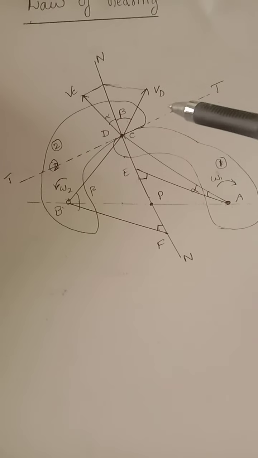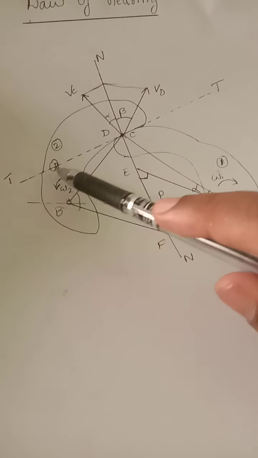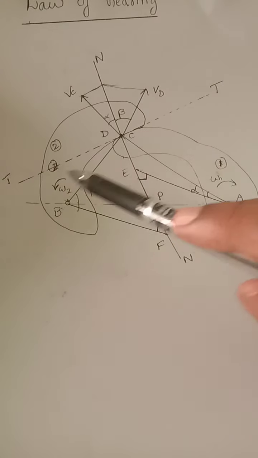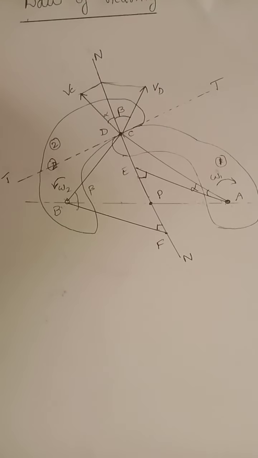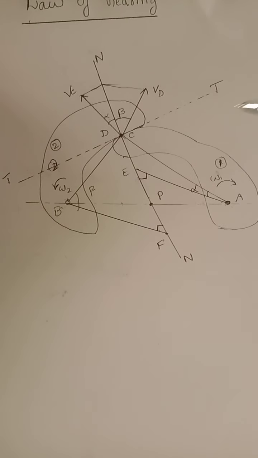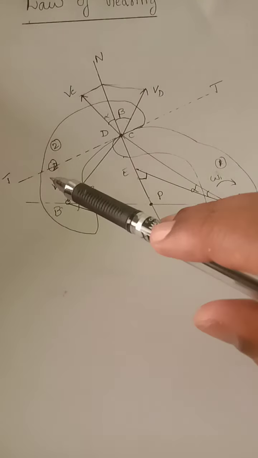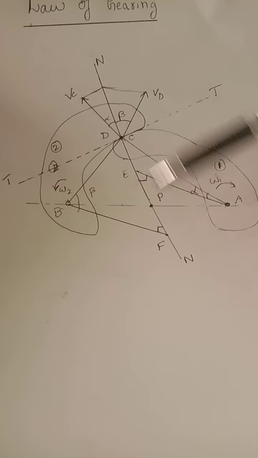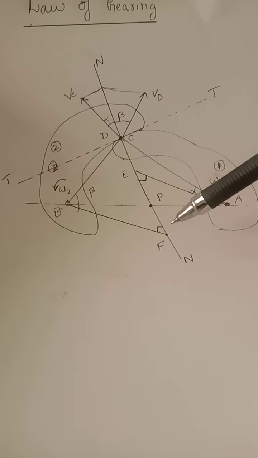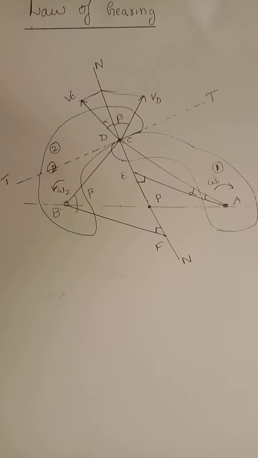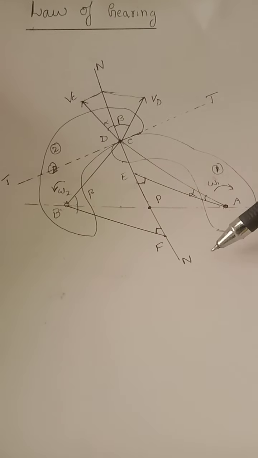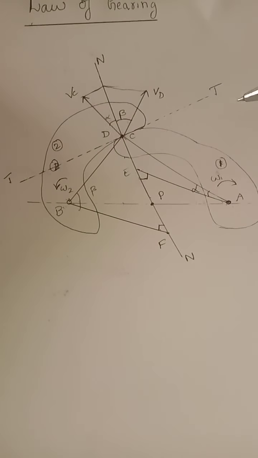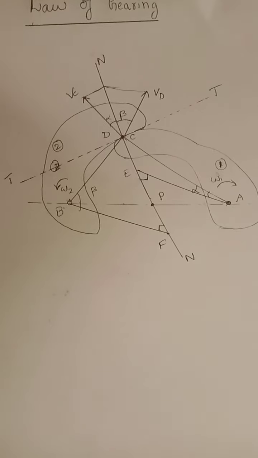Now you can see this TT is the common tangent between the two gears, and whatever you are seeing, this NN is the common normal to the gears. NN is the normal to the gears, and TT is the common tangent to the gears.